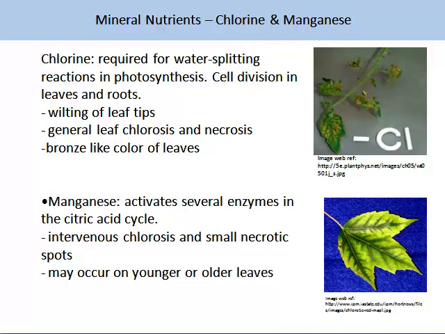Manganese activates several enzymes in the citric acid cycle. You can see intervenous necrosis and small necrotic spots. It may occur in the younger or the older leaves as manganese is mobile. This is an image of manganese deficiency in a maple leaf.